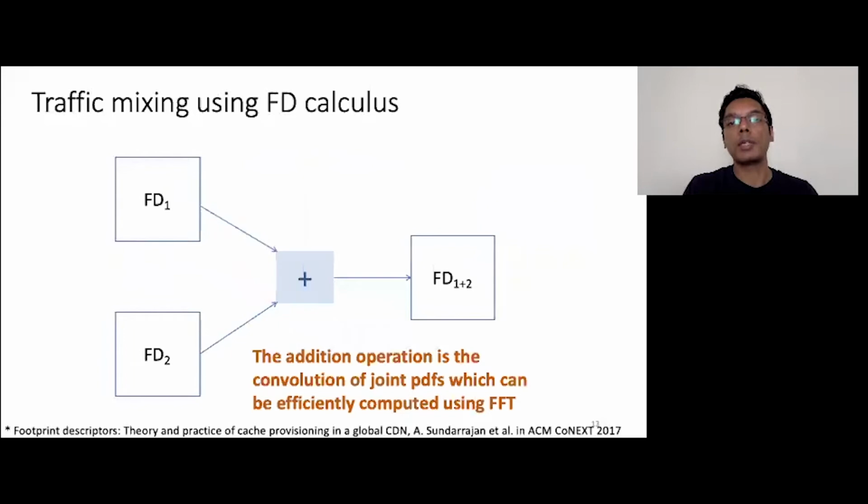Once we have the footprint descriptors, we can use the footprint descriptor calculus to determine the midgress traffic of a traffic mix. At a high level, the traffic mixing or addition operation involves adding two joint PDFs. Recall that these footprint descriptors FD1 and FD2 are joint PDFs. Mathematically, this translates to a convolution operation, which can be efficiently computed using algorithms like the fast Fourier transform. You can look at the corresponding paper for more information.